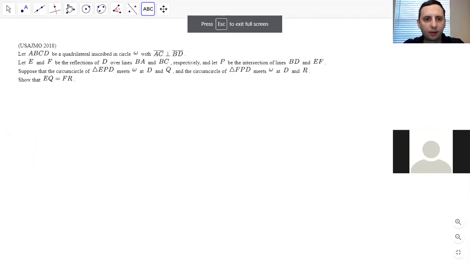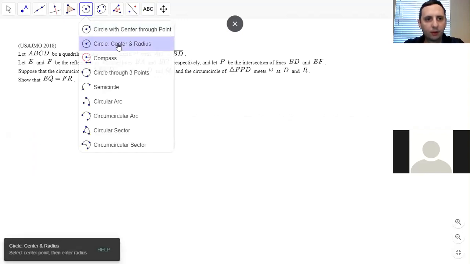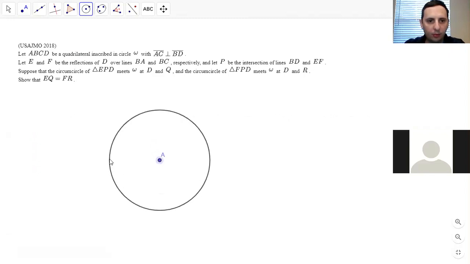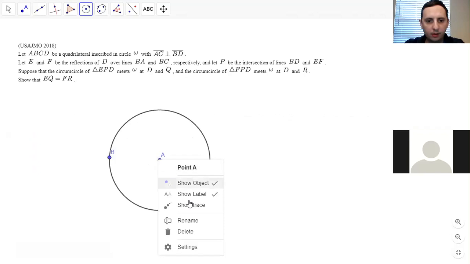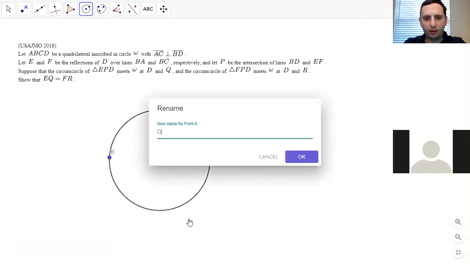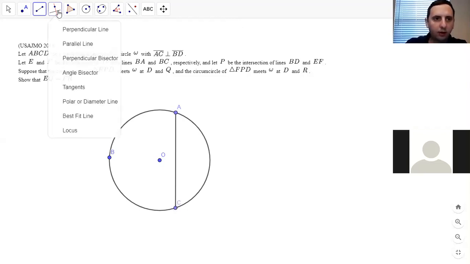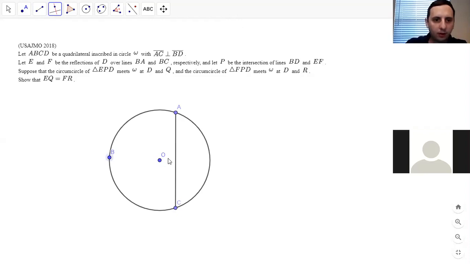So we have a cyclic quadrilateral with perpendicular diagonals. All right, so I'm going to draw that. Okay, so we want AC perpendicular to BD. I'll just call this O for now. A, I'm just going to let be any sort of point here. Let me draw segment AC, and then I'll draw BD perpendicular to it. So here is AC, and here's BD.